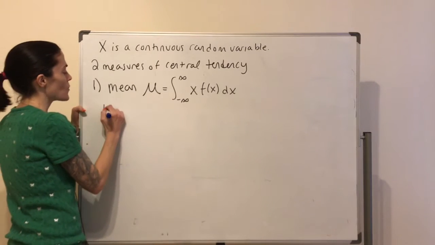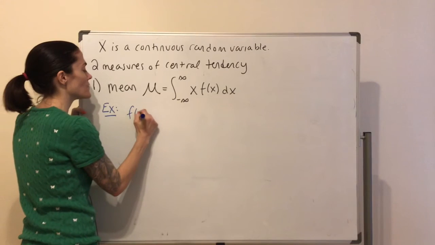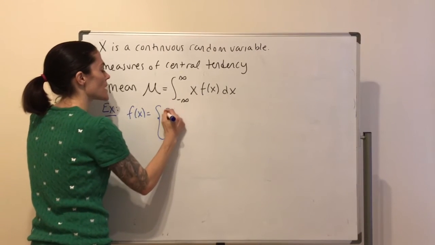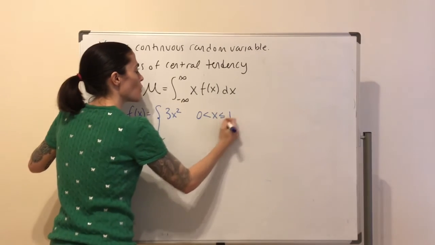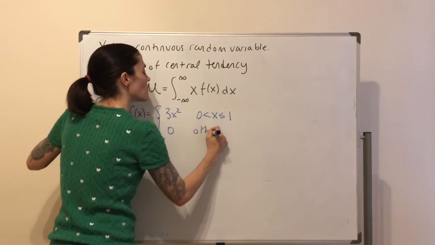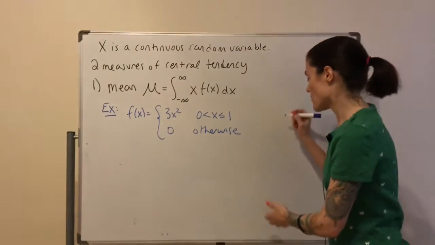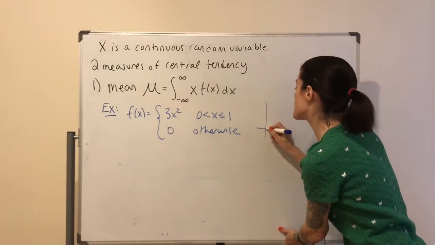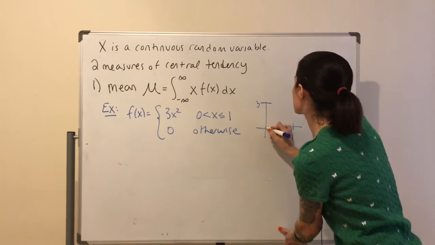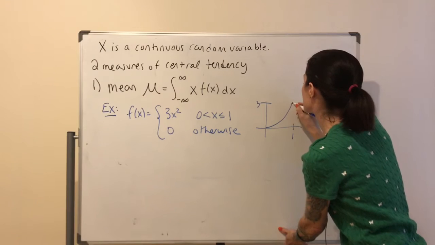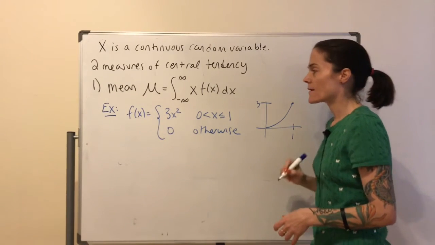Now, let's go back to this example where we had f(x) equals 3x squared if 0 is less than x less than or equal to 1, and 0 otherwise. And I'll even graph it again. The graph over here was like this, 1. This went up to 3, and it looks like a squared, like this. Okay, and then it's 0 everywhere else. So this was our function.